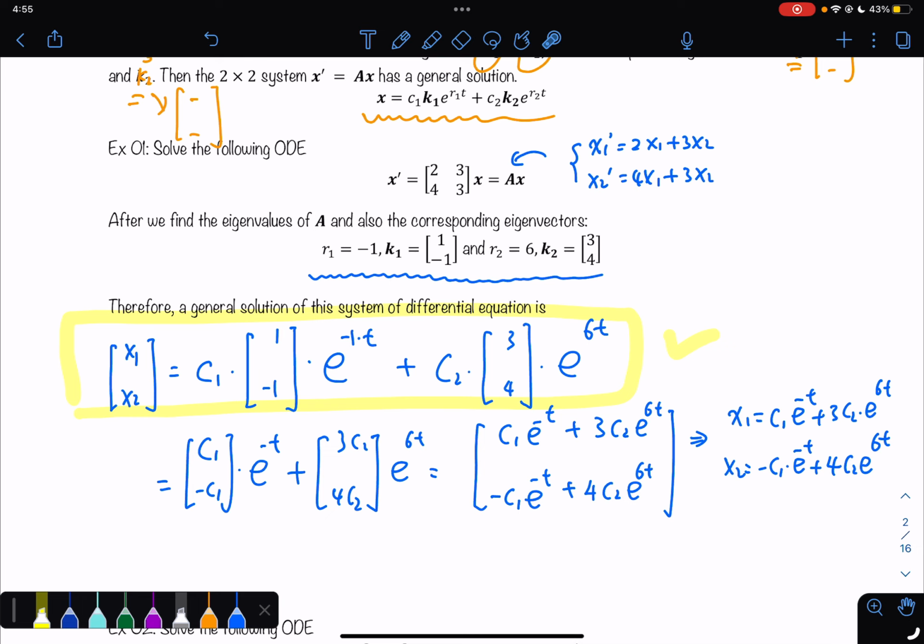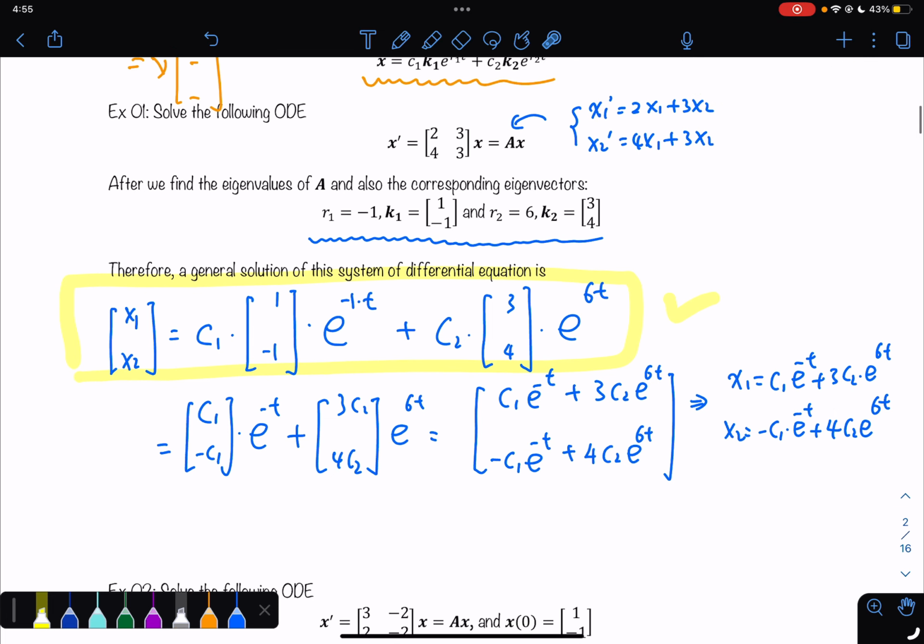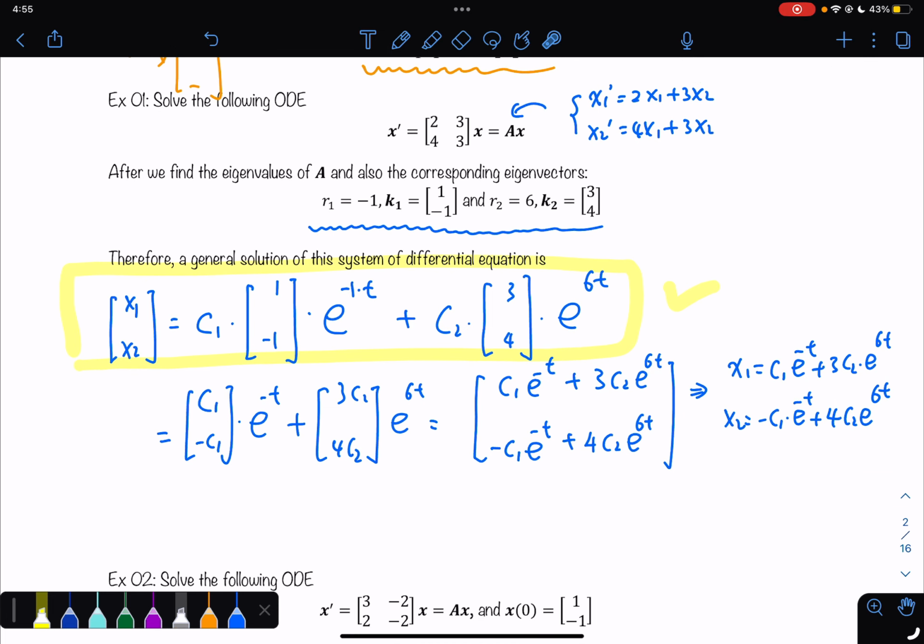And if you don't trust me on this solution, we can do a very quick verification, right? Let's see. I plug x1, x2, the solution, back into my differential equation and see if that works. So let's do the verification and take a quick look.